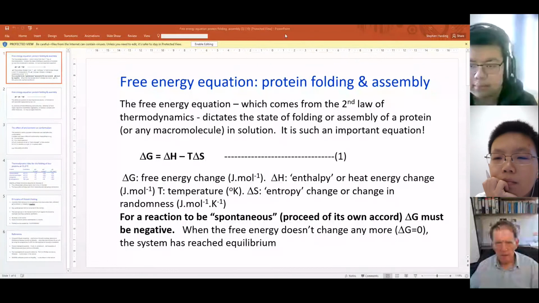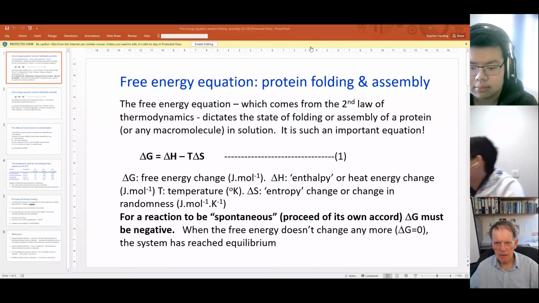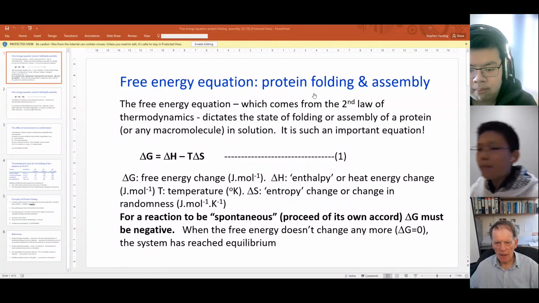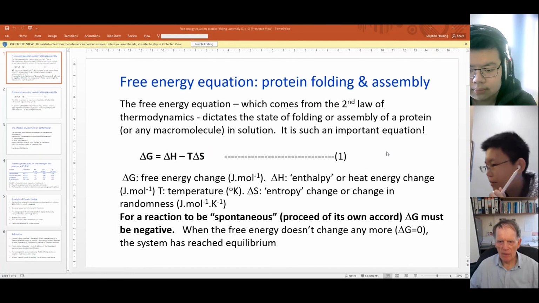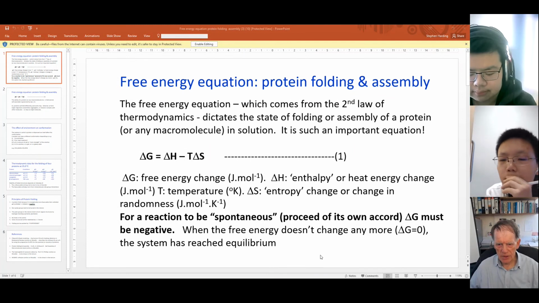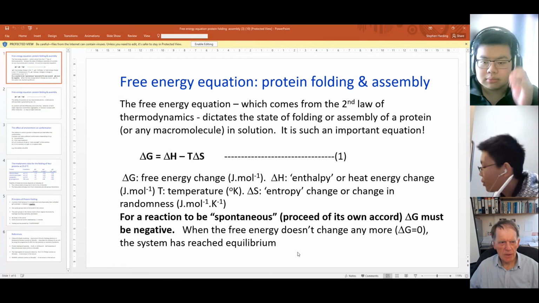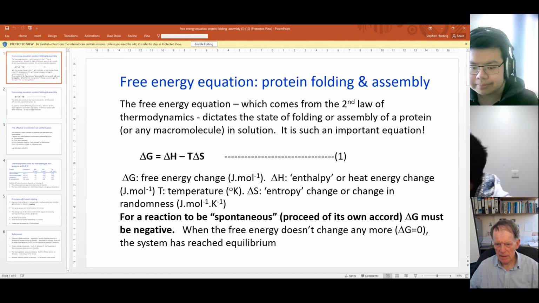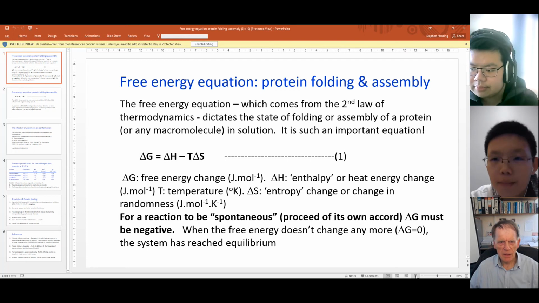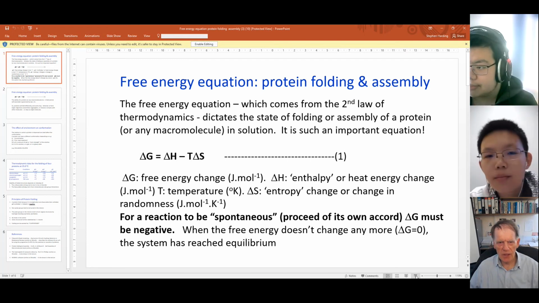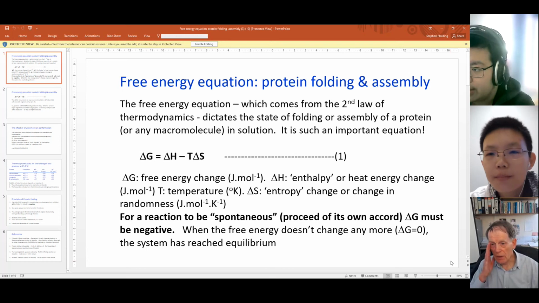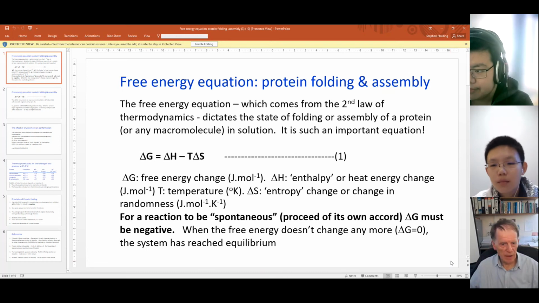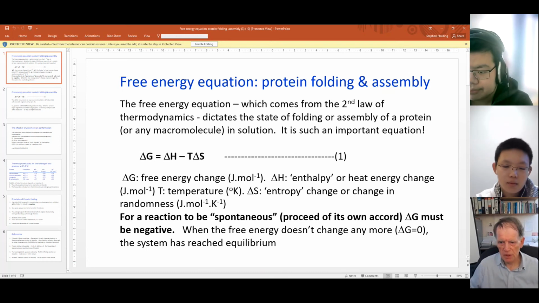Let's see. Right, let's just see if that's started. Okay, we're now recording. So I'll just switch to the screen. Okay, so you can all see that. Yeah, guys, it should be a slide saying free energy equation. Yeah. And assembly. Good.